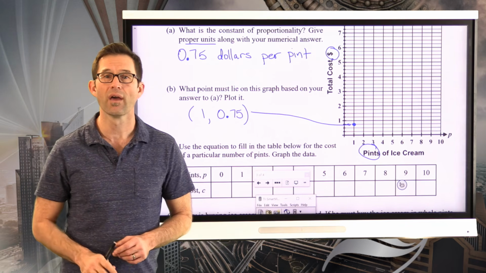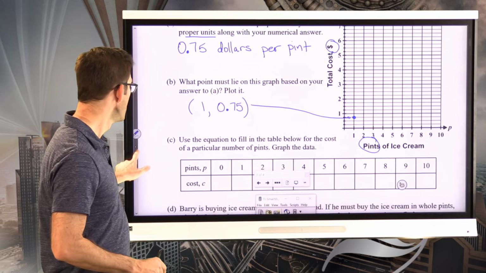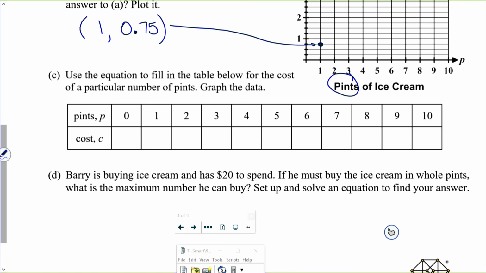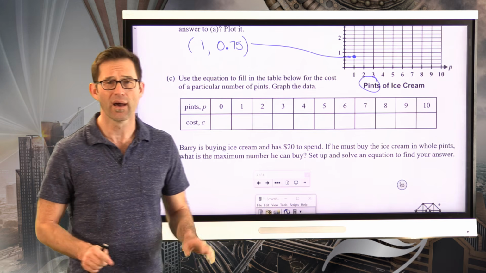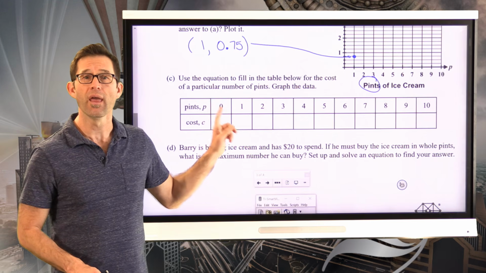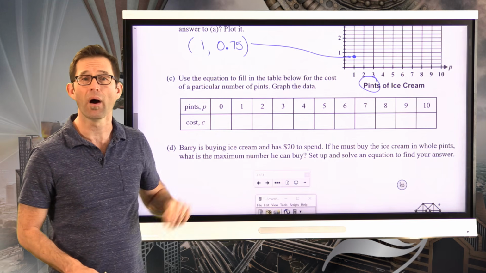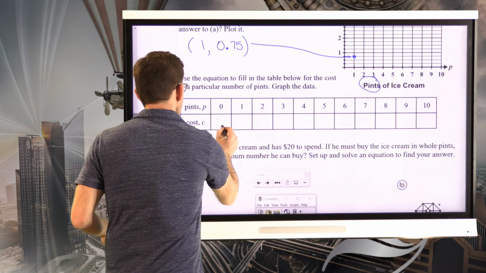Now, let's take a look at letter C. Letter C says, use the equation to fill in the table below for the cost of a particular number of pints. Graph the data. All right, this is a piece of cake, especially if you've got your calculator. Now, I don't think we need our calculator for the first one. If I buy 0 pints, my cost should be 0.